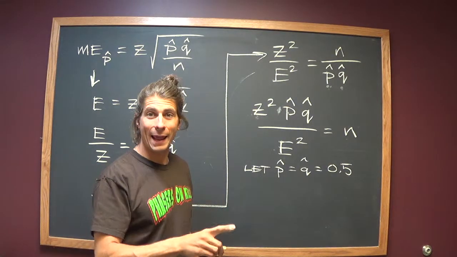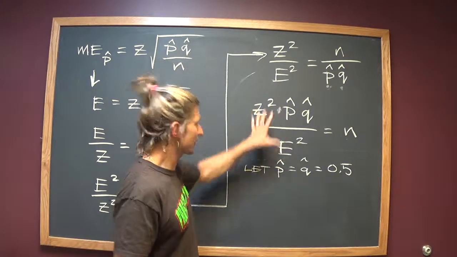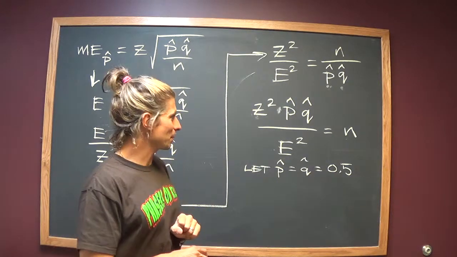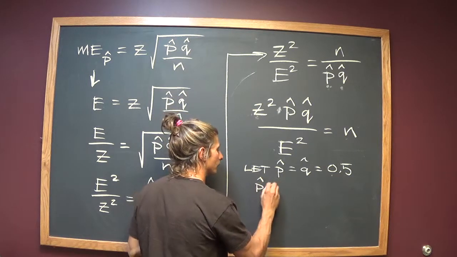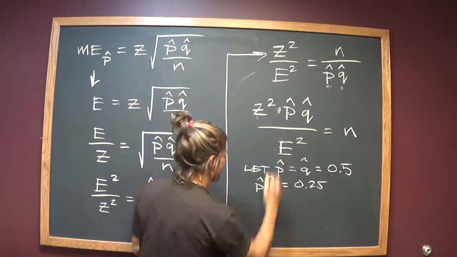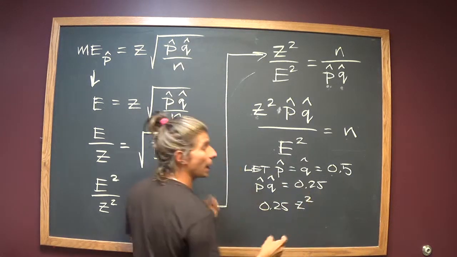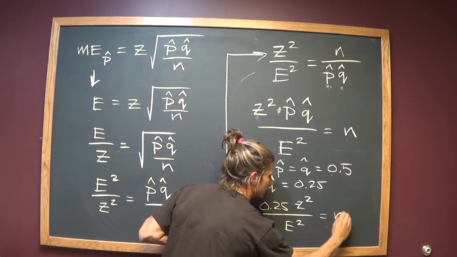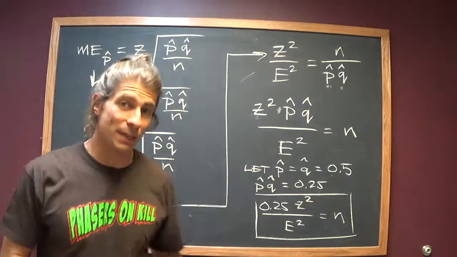If they both equal 1/2, the product p hat q hat will be as large as possible. So their product becomes 0.25. And the formula for sample size becomes 1/4 times your critical value squared, all over your maximum margin of error squared. That is what your TI is running in the sample size calc program.